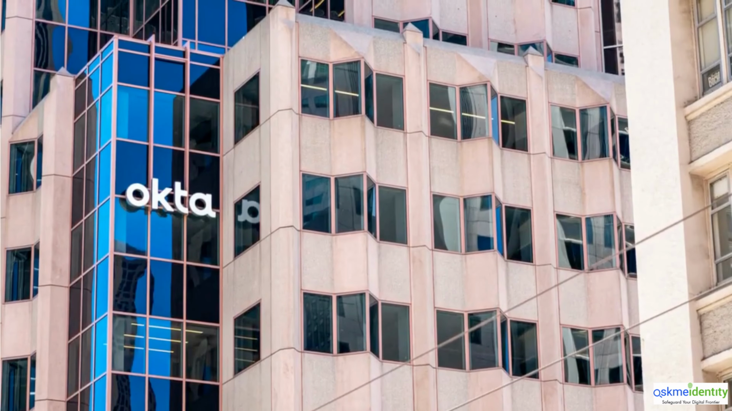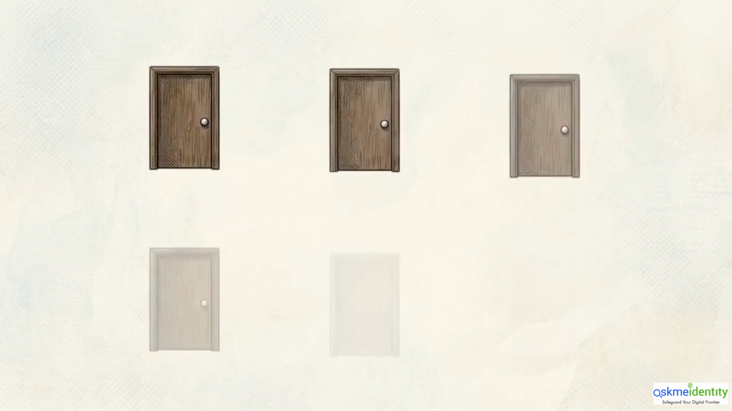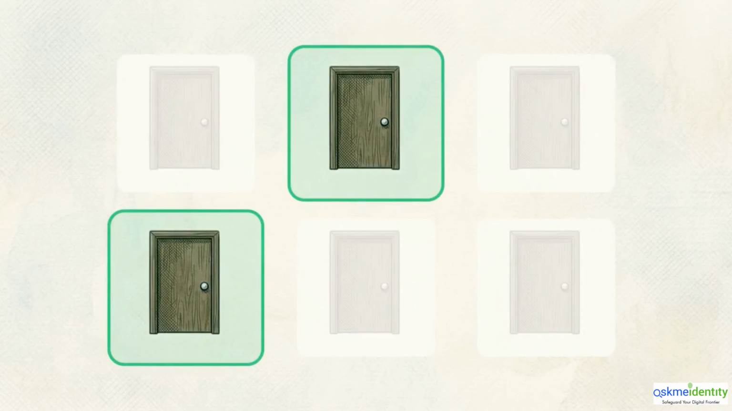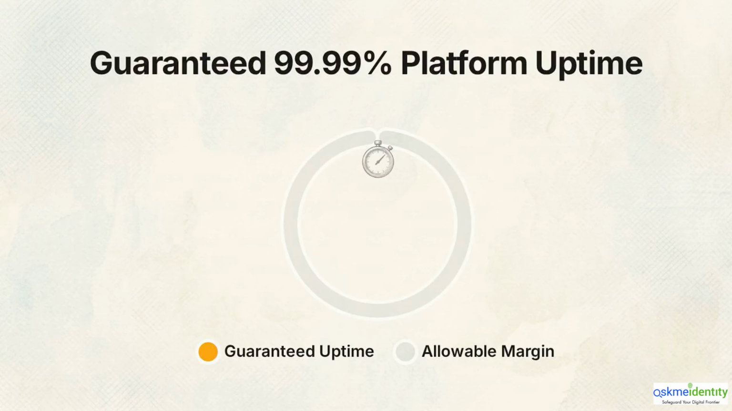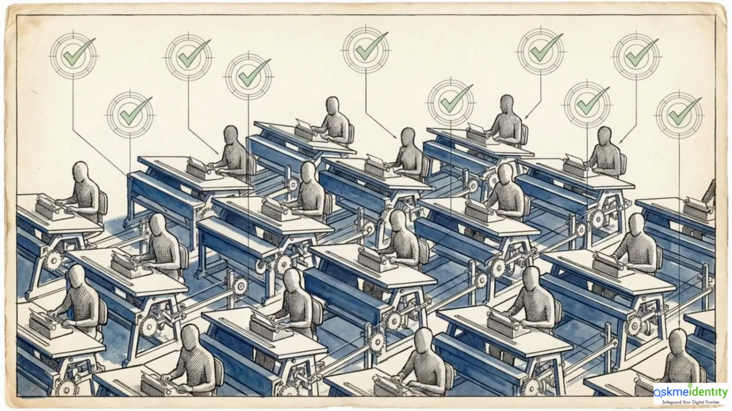Think of them as a highly efficient digital bouncer. They verify exactly who you are and then automatically grant you access to the specific rooms you're allowed to enter. Because every single login goes through this system, reliability is critical. Okta guarantees a service-level agreement, or SLA, of 99.99% uptime. Near-perfect availability is the baseline requirement for their platform, because a login failure stops the entire company.